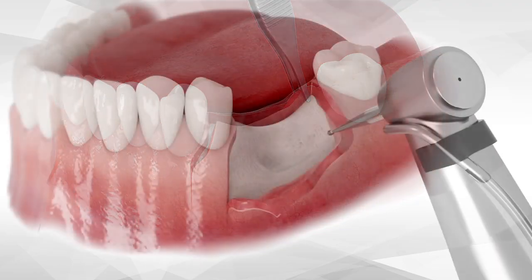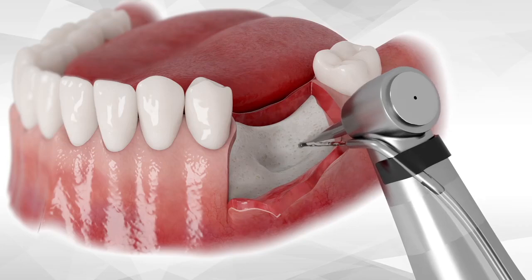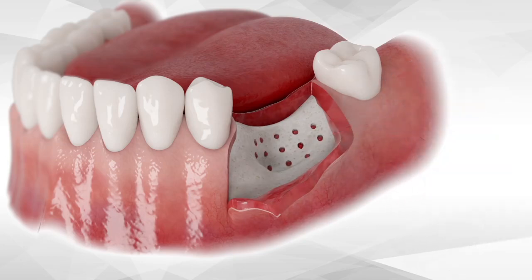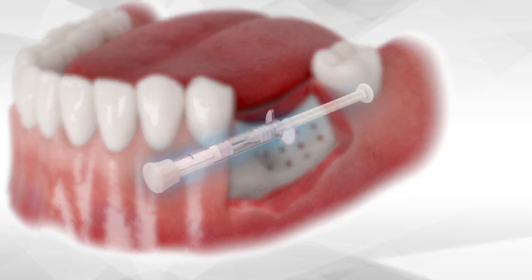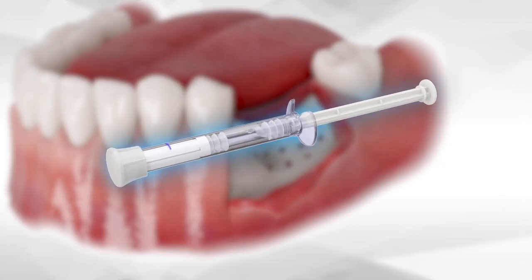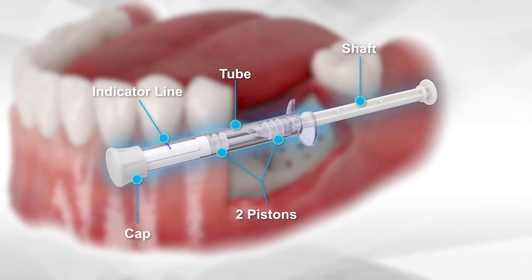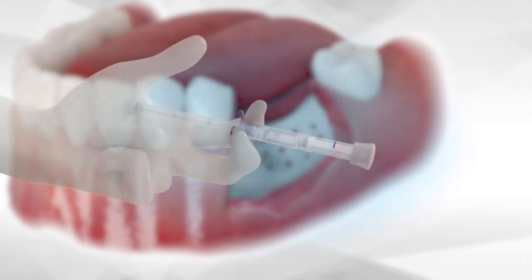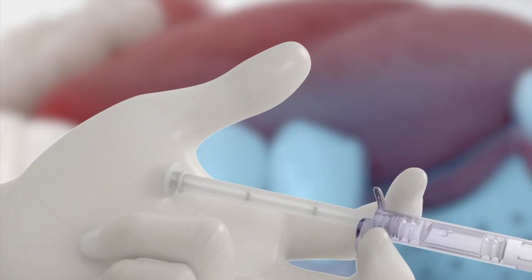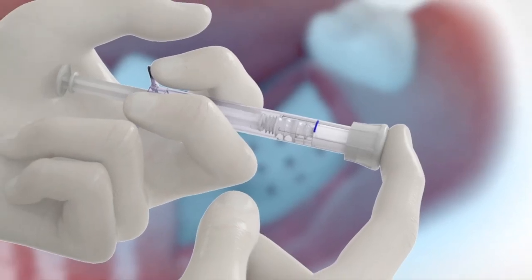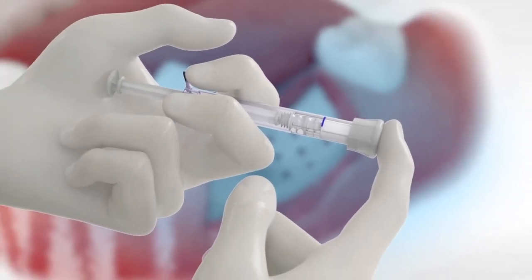Once proper debridement of the host site is complete, the cortical plate is selectively decorticated and the bond apatite syringe is activated. The syringe contains a saline chamber, the graft powder, shaft, 2 pistons, indicator line, and a cap. The shaft is placed in the palm of the hand, the other finger at the top of the cap, and the shaft is advanced forward until the first piston reaches the blue line.